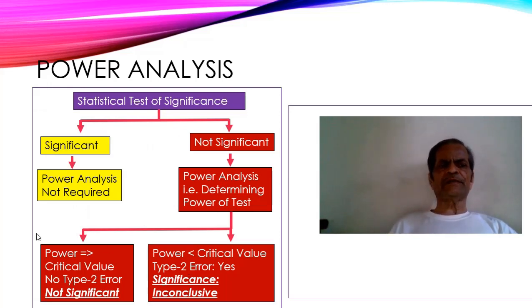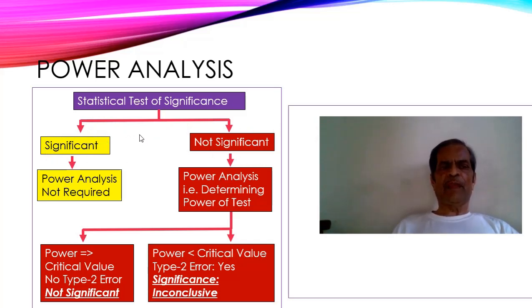Suppose you have conducted a statistical test of significance. Your research question could be related to the difference in the means. Your research question could be related to difference in proportions. It could be related to association between two variables, or it could be correlation between two variables. Whatever it may be, you have applied a statistical test of significance, and depending on the chosen level of the critical value of the probability, you declare the result either as statistically significant or you declare it as statistically not significant.